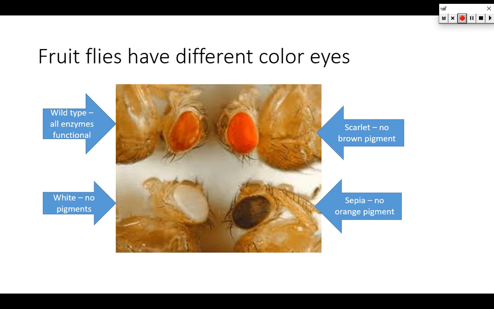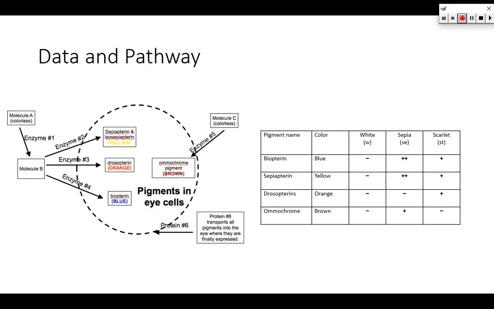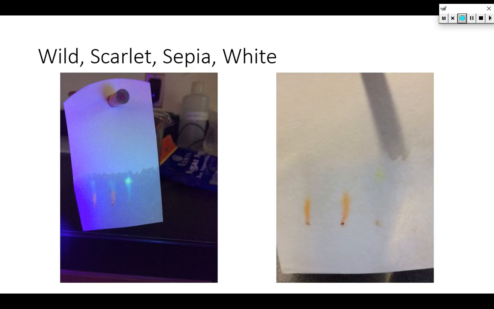So we saw this yesterday, flies, different color eyes. We saw the pathway, we saw the data, we saw how they related to one another. So now we can look at the actual data that we collected. This is actually the exact same data, it's just under two different types of light. This here on the right is under white light, just in the classroom. And then this here is in the back prep room under ultraviolet light.